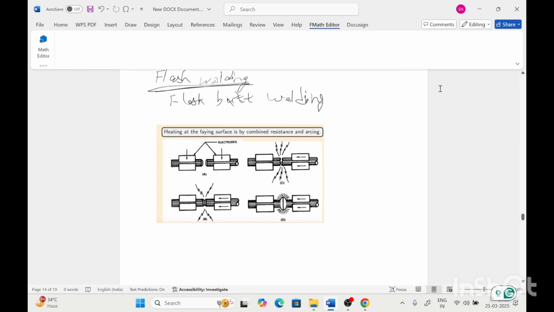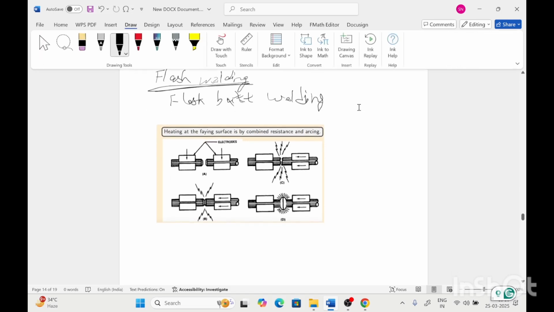So flash welding is generally used in the wheel making process. Wheel rims are made by using this flash butt welding. The force applied here is known as the upsetting force.